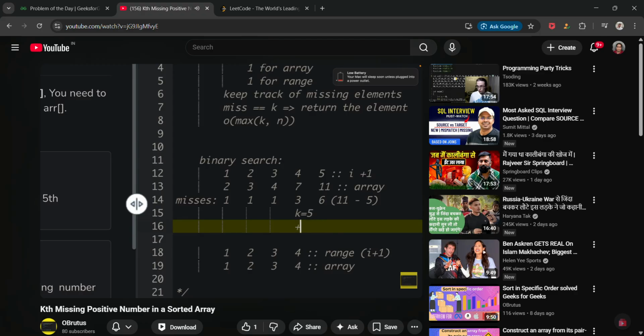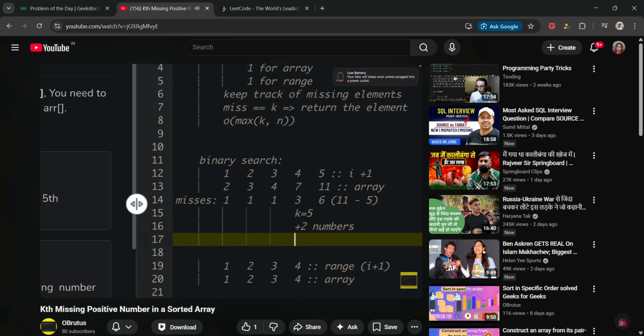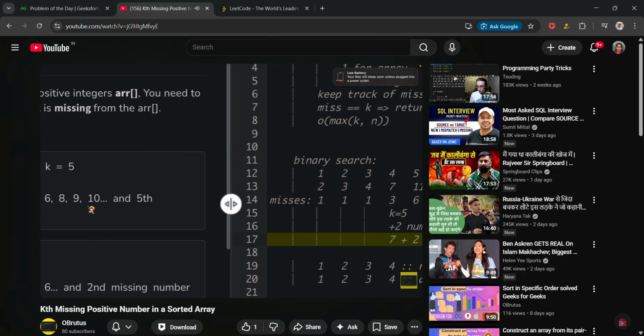How many steps do you need to take forward? So there are plus 2 numbers I have to do, so that I can get the appropriate number. I am having a number as 7, and 7 plus 2 gave me 9. So that was the case over here, and 9 was a missing number.